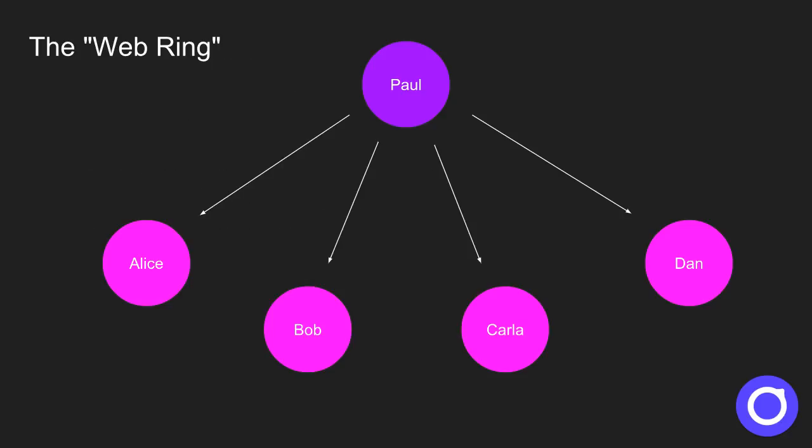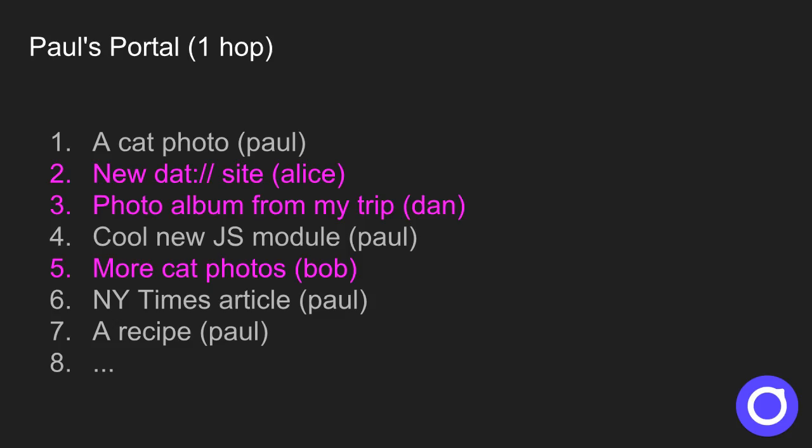So this is what the web ring kind of conceptually looks like. You got Paul's portal at the top. That's mine. Whenever you land on the page, you're looking at Paul's portal. But then I'll have 4 or 5 people, maybe more. They have their own portals, and I like what they make, so I bring them in. And then whenever you look at my page, you'll actually see their content on there as well. So that listing will be the links in my portal combined with all of the links inside my web ring, one hop out.